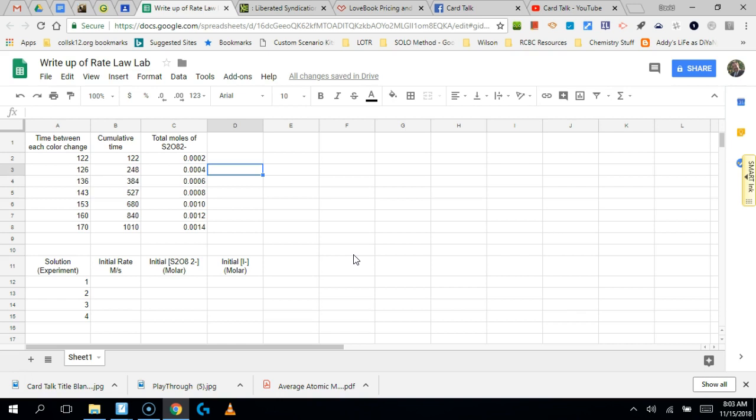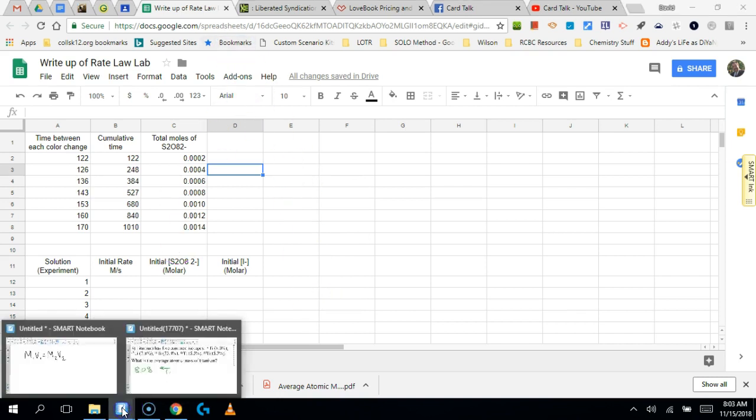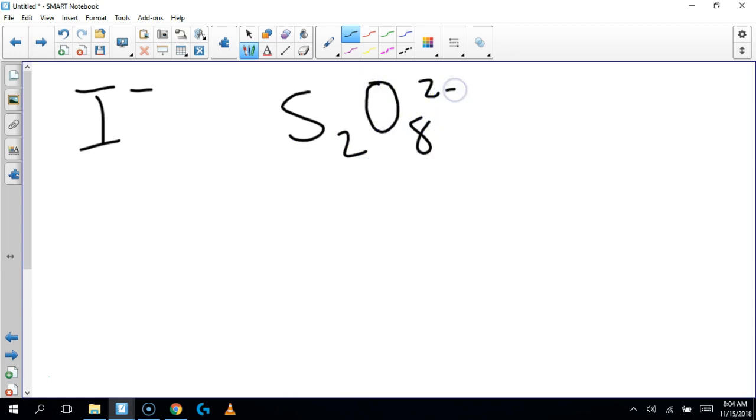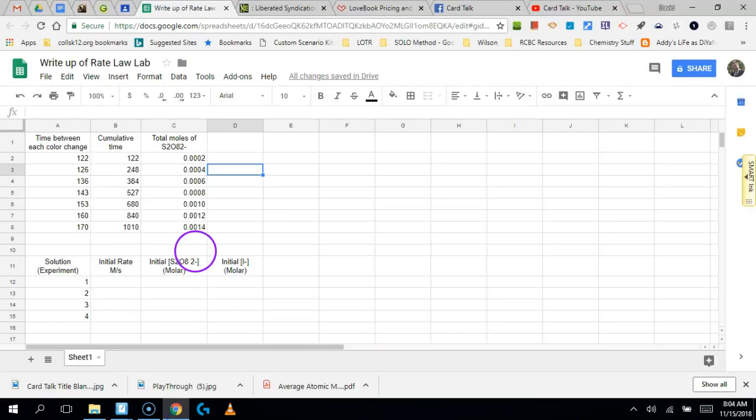Before we get started with the write-up, remember that the purpose of this lab was to determine the rate law and the rate constant of the reaction between iodide ion and the peroxysulfate ion. The iodide ion is I minus, and the peroxysulfate ion is S2O8 2 minus. Those two things react to create a color change. The data for this lab looks kind of like this.